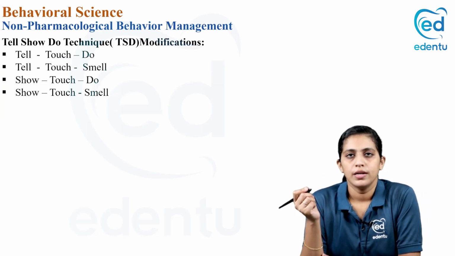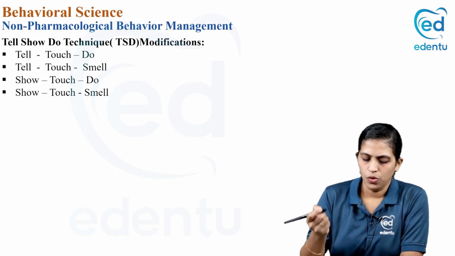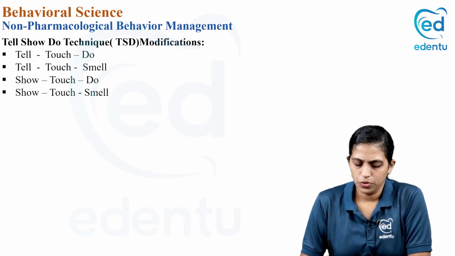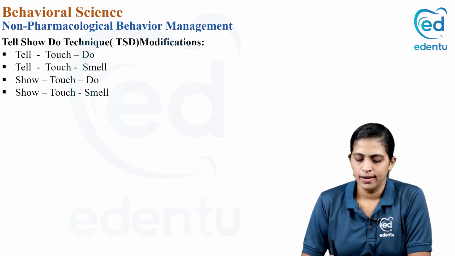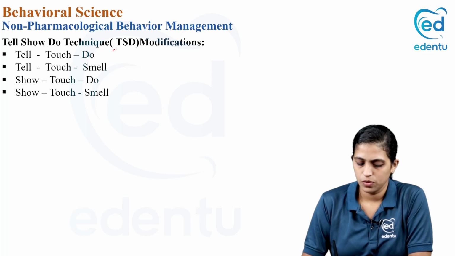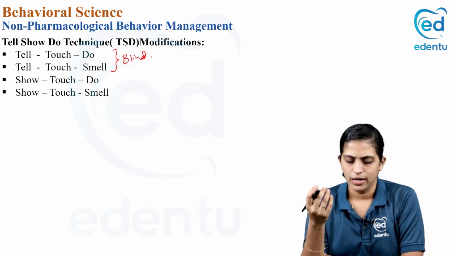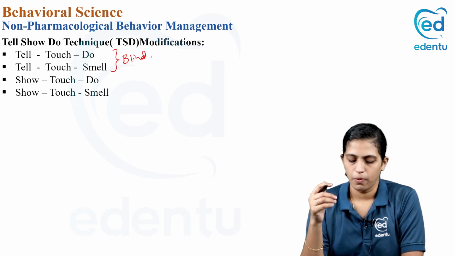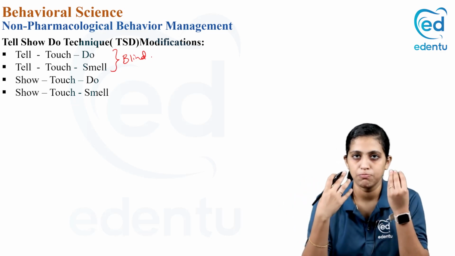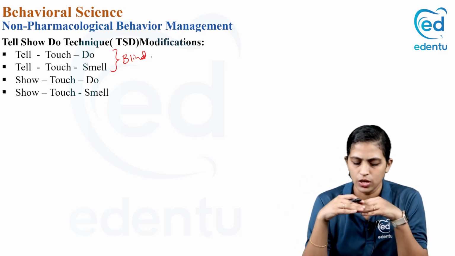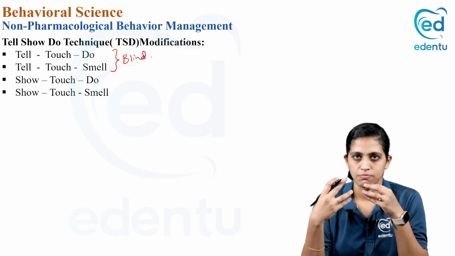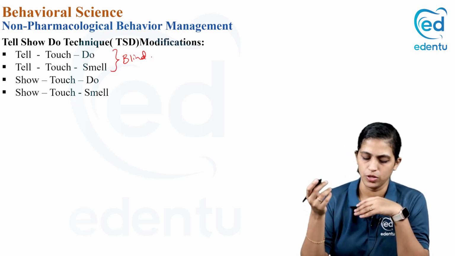Now there are variations for this. The variations of tell-show-do are tell-touch-do and tell-touch-smell. So this is for blind children because they cannot be shown. So tell-show-do is not possible for them. Instead of that, we explain to them, then they touch it and then we do it, or they get to smell it before we do it on them.